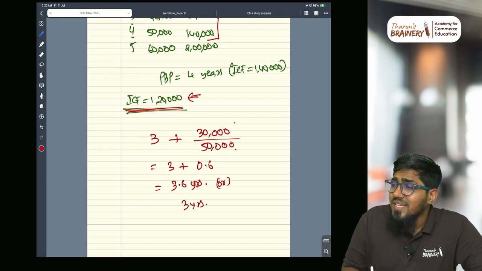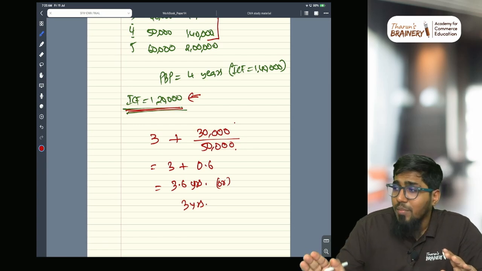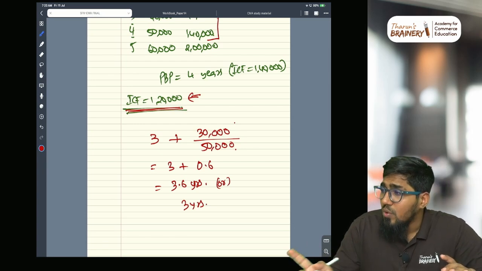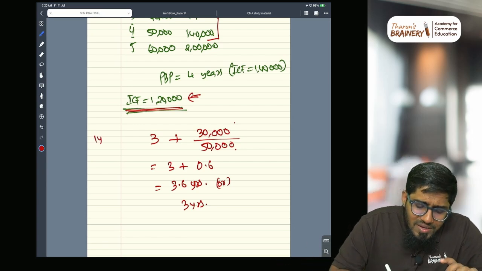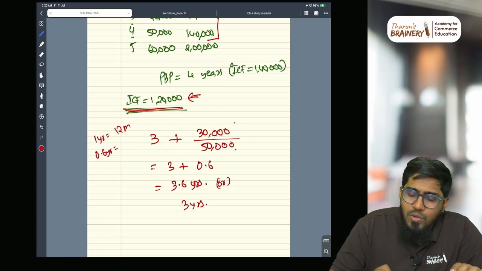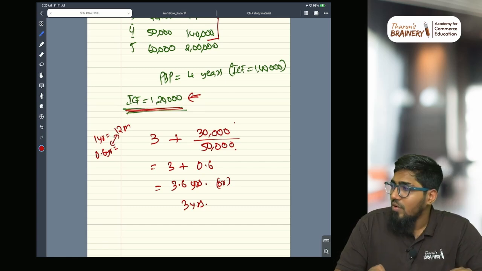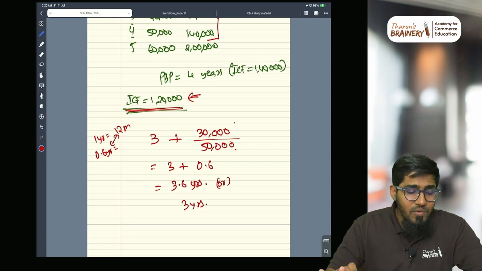Now this 0.6 years has to be computed in months. Sir, 1 year is equal to 12 months, correct? 1 year is equal to 12 months. So 0.6 year is equal to how many months? So basically nothing you have to do. You just have to multiply by 12. Whatever the decimal number you are having, you just have to multiply by 12.